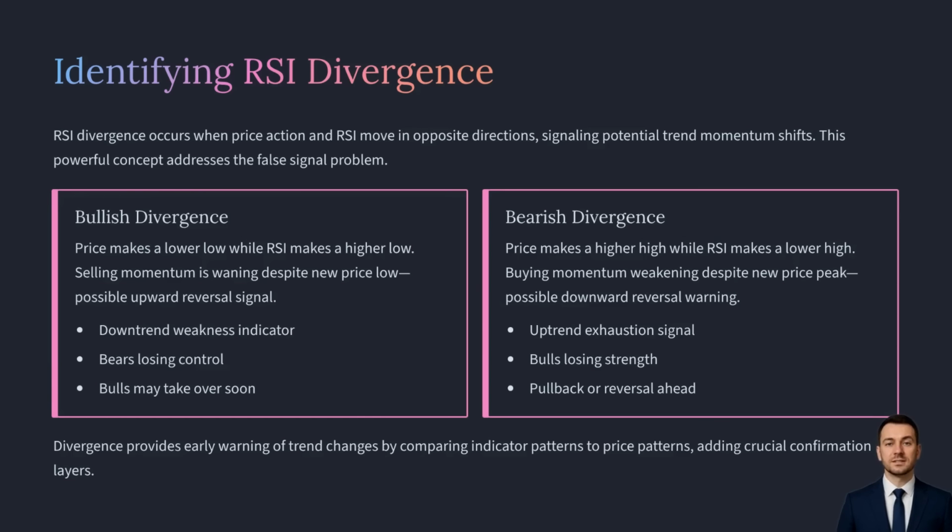Bearish divergence: price makes a higher high, uptrend exhaustion, while RSI makes a lower high. This suggests buying momentum is weakening even though price hit a new peak, warning of a possible downward reversal ahead.